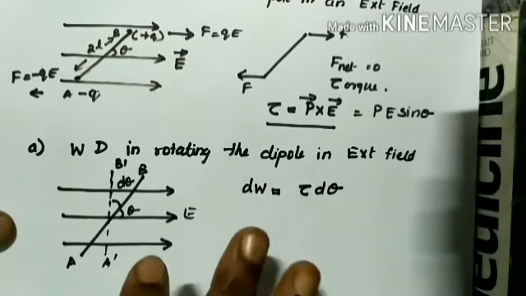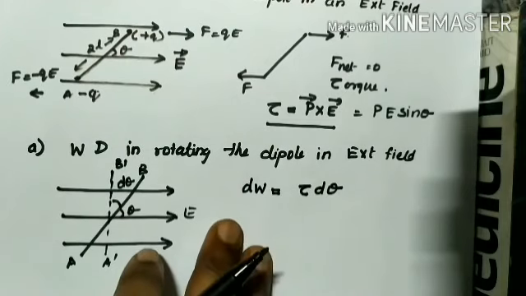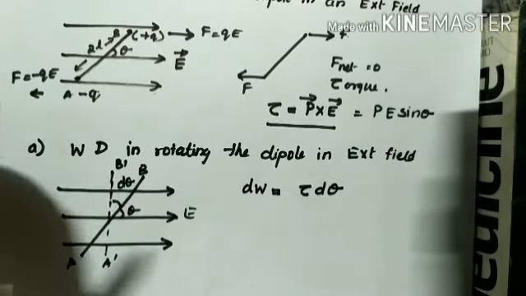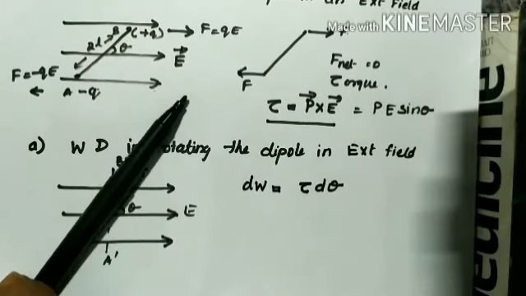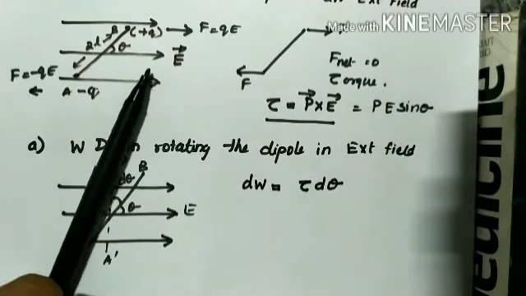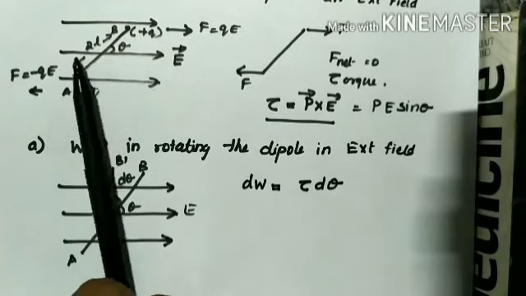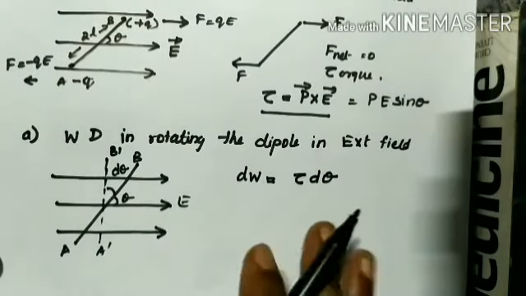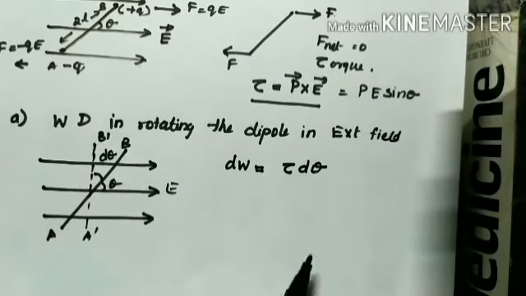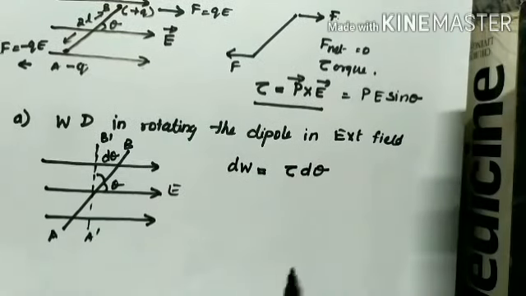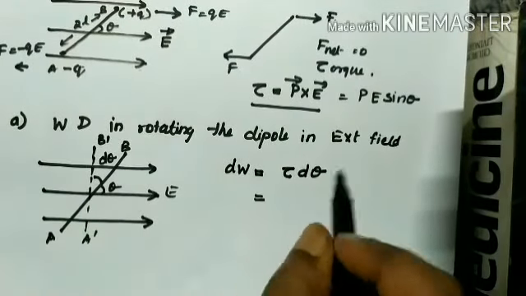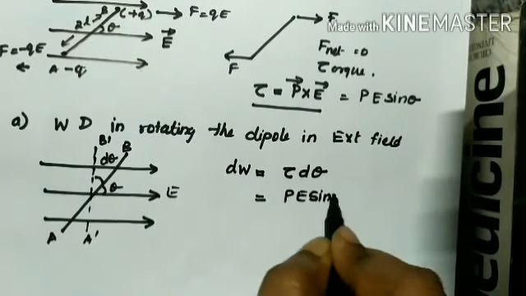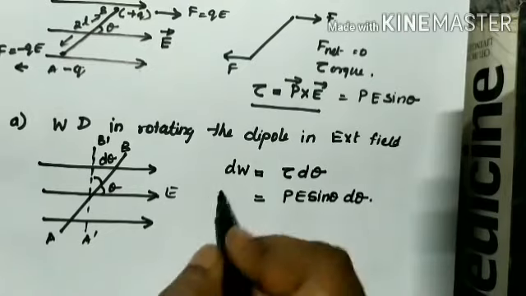I hope it is clear. In place of torque I can write the earlier expression, PE sin theta. I am going to mention again how it is going to rotate. It is going to rotate like this, just a small angle, and this d theta can increase further as the angle of rotation increases. I hope that is clear. Now in torque I am going to write PE sin theta d theta.